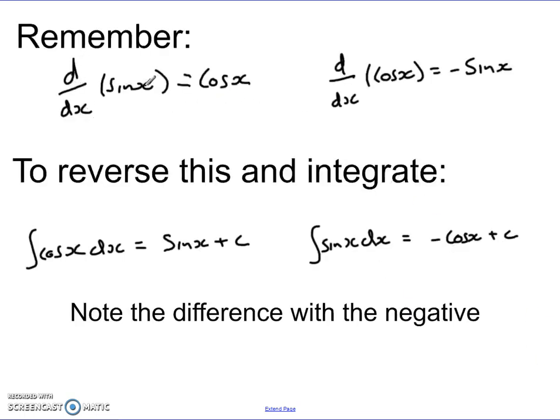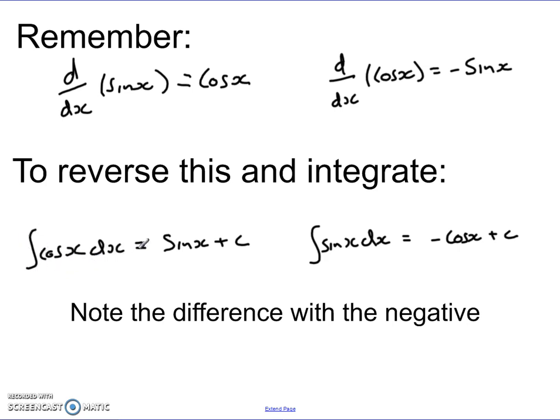If you remember, d by dx of sine x, so the derivative of sine x, was cos x, and d by dx of cos x, so the derivative of cos x, was minus sine x. When we're integrating these and reversing this process, it's actually quite a straightforward thing. But there is a big point that you have to know and a big difference.